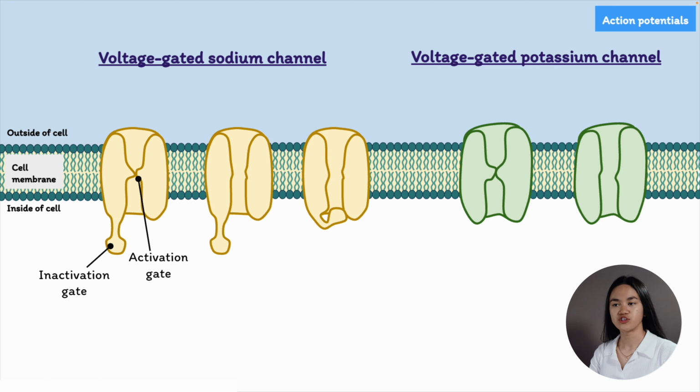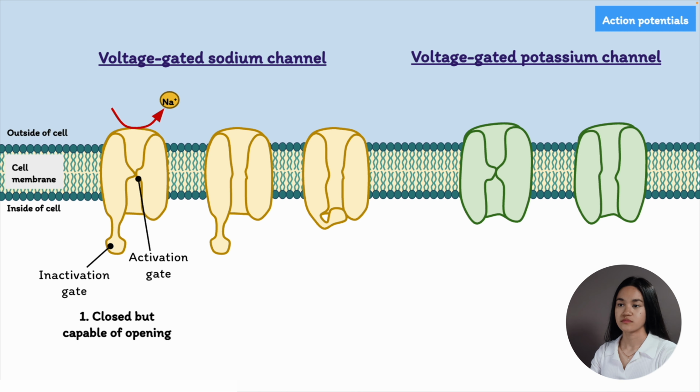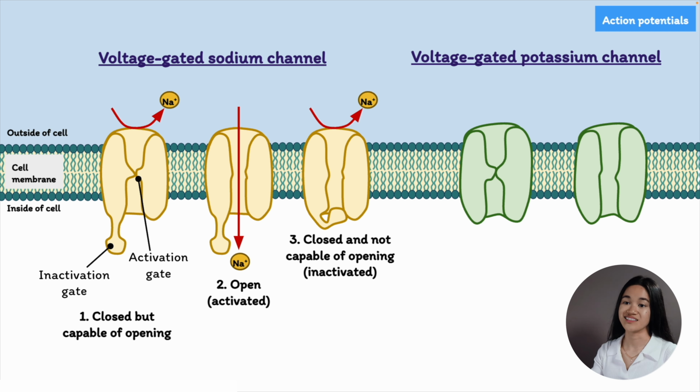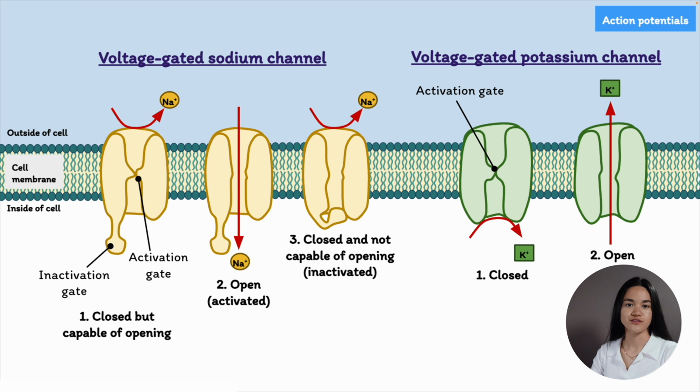So we can say that the voltage-gated sodium channels have three conformations, three states. It can be closed, but capable of opening. The inactivation gate is open because the ball is just hanging free. It can be completely open and activated, so both gates are open, okay? Or it can be closed and not capable of opening. It's inactivated. This is the inactivation state. And voltage-gated sodium channels move through these conformations as a result of voltage changes during an action potential, which we'll break down. When it comes to voltage-gated potassium channels, they only have an activation gate, this right here, which can either be open or closed, okay?